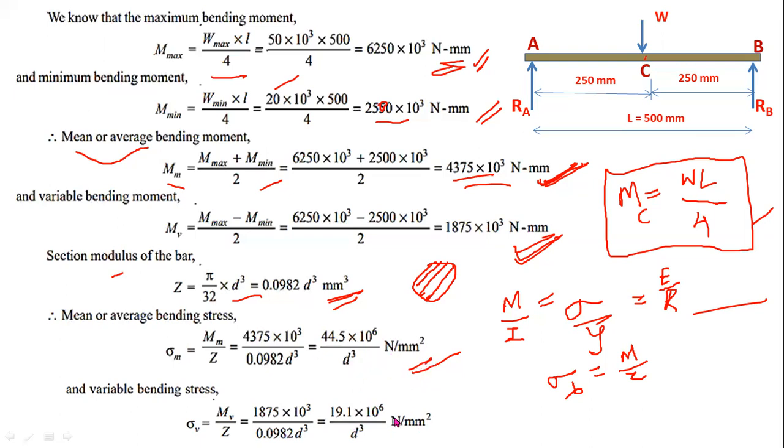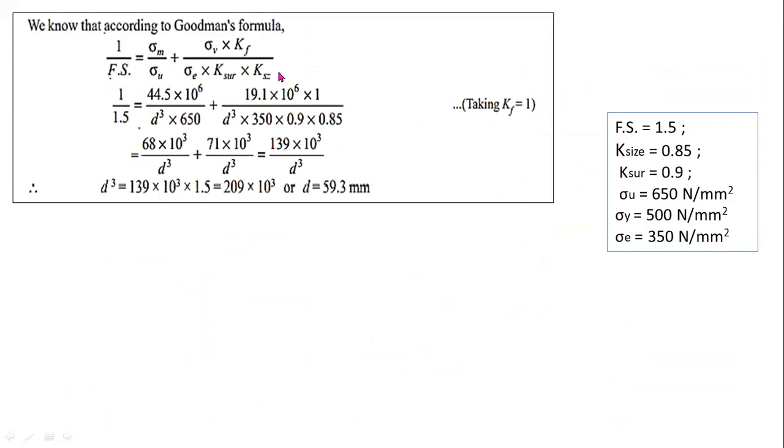By using these two values, you can find the value of diameter small d. From Soderberg and Goodman's equations, we can find the value of suitable diameter of a shaft small d. Okay, these are the given values from the question. So from Goodman's method, already we know the formula for Goodman's. 1 by Fs equal to sigma m by sigma u plus sigma v into Kf by sigma e into surface finish factor into size factor.